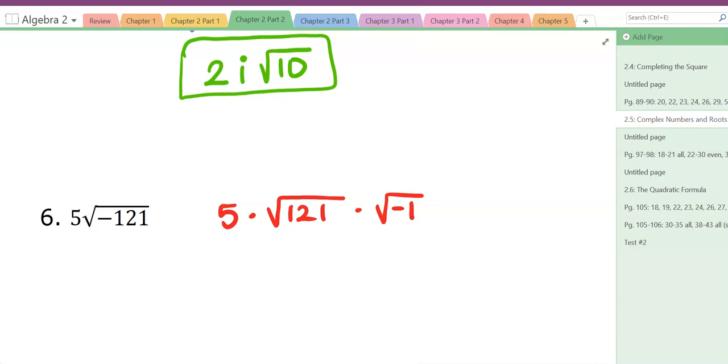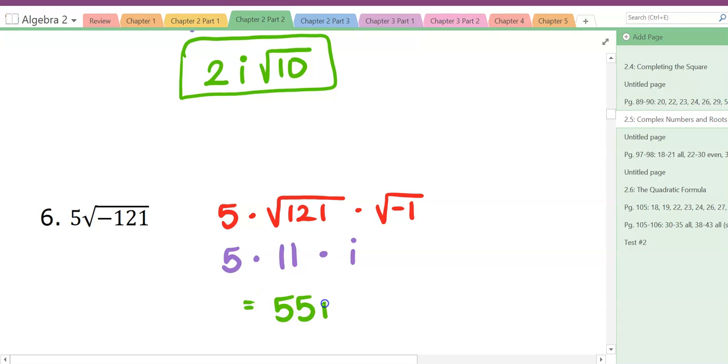What's the square root of 121? 11. And then I have the square root of negative 1 is going to be an i. So really this turns into just a big multiplication problem. So the only things that I really have to multiply are the 5 and the 11. So that gets me 55. And then your i just drops down too.